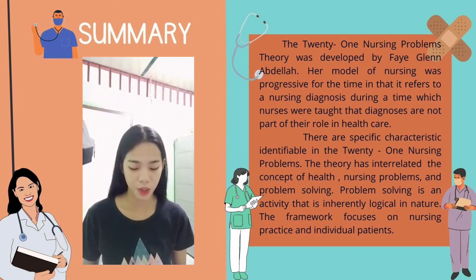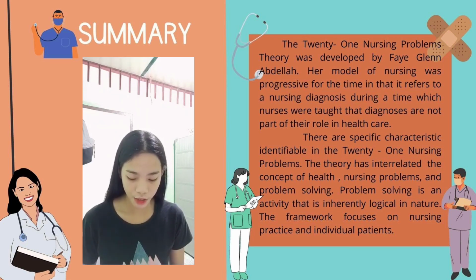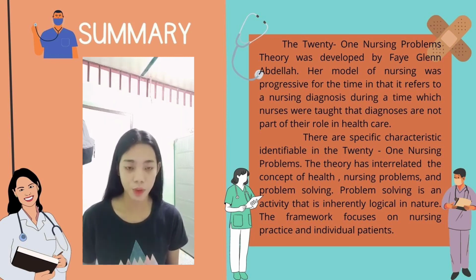Chapter summary: Abdellah's 21 Nursing Problems Theory. The 21 Nursing Problems Theory was developed by Faye Abdellah. Her model of nursing was progressive for the time in that it refers to a nursing diagnosis during a time in which nurses were taught that diagnoses were not part of their role in healthcare. There are specific characteristics identifiable in the 21 nursing problems. The theory has reiterated the concepts of health, nursing problems, and problem solving. Problem solving is an activity that is inherently logical in nature. The framework focuses on nursing practice and individual patients.